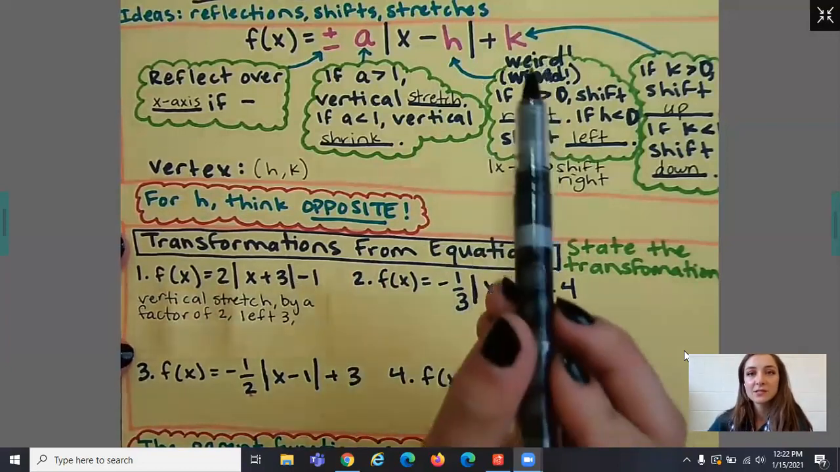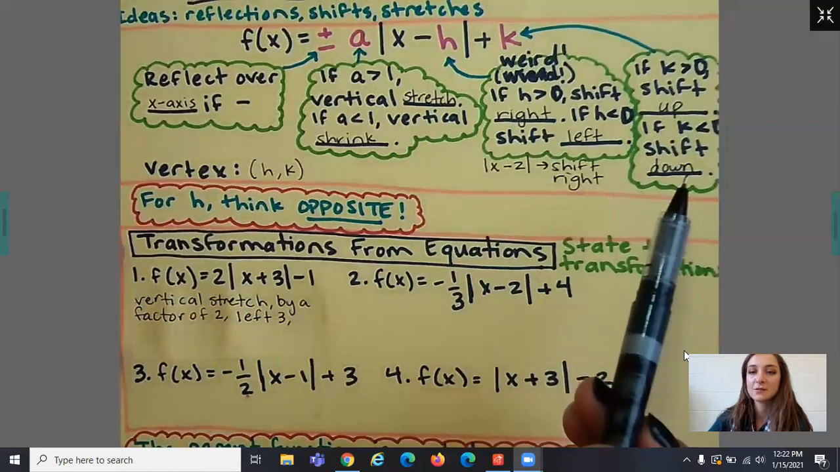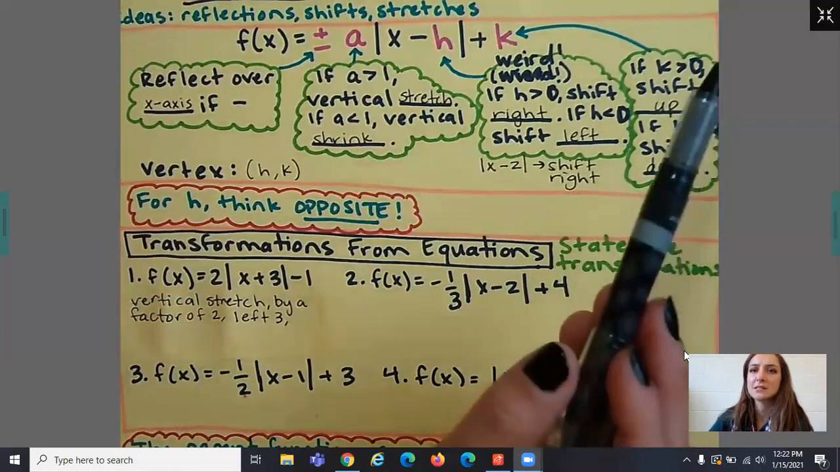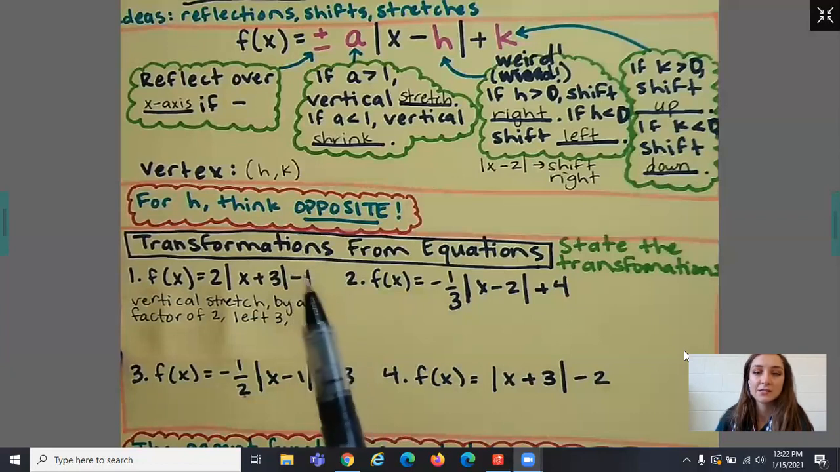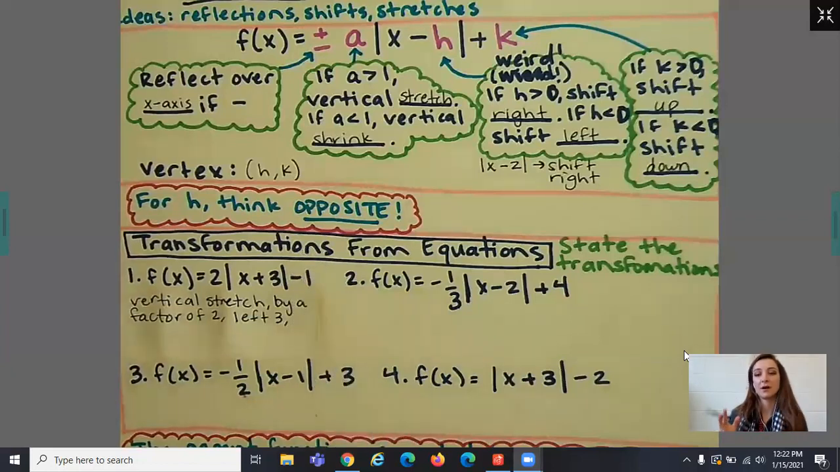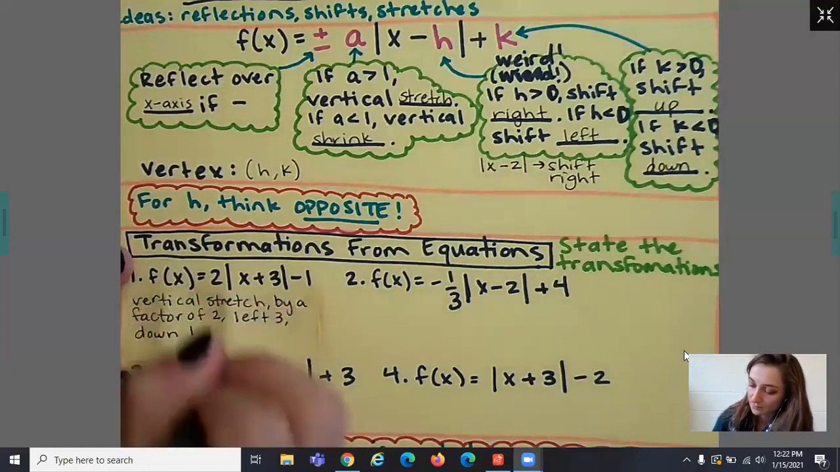And then the very last one is this number on the end. It's our k value. If it's greater than 1, it goes up. If it's less than 1, it goes down. Or sorry, less than 0, not 1. So since this is less than 0, this is exactly what you think. Positive is up, negative is down. So this is going to be down 1.